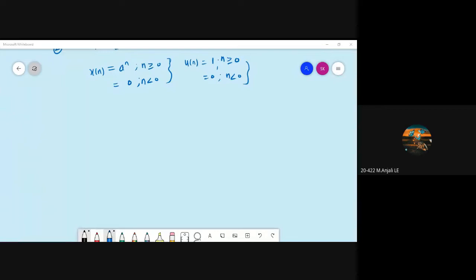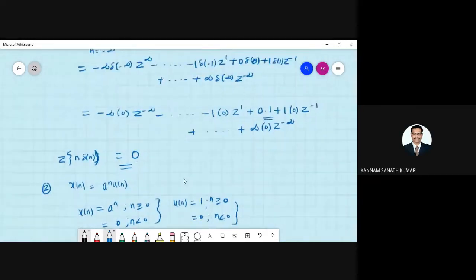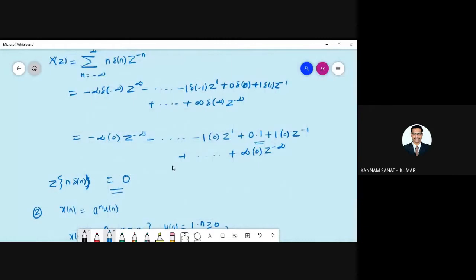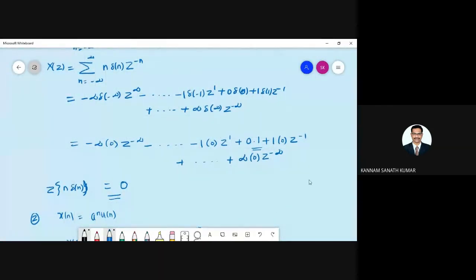Sir, once show the before equation, sir. Pardon? Before equation. Okay. Any doubt in this? No, sir. Okay, sir.